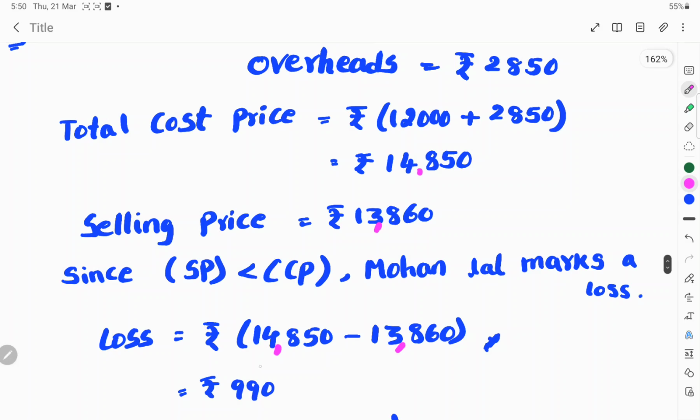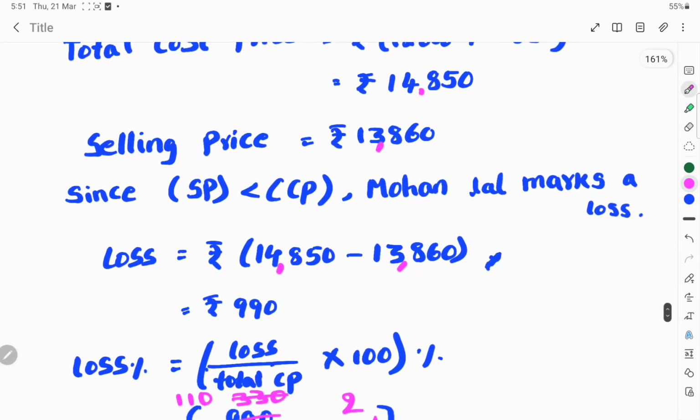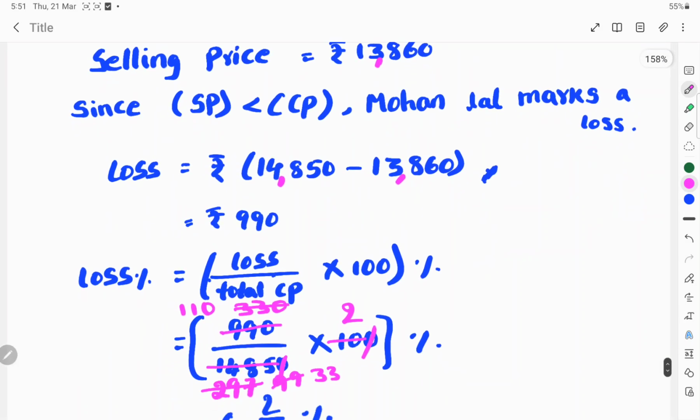So loss is equal to 14,850 minus 13,860. The difference is 990 rupees. So loss percentage. Loss percent means loss by total cost into 100. So loss percent is 990 by total cost price 14,850 into 100.